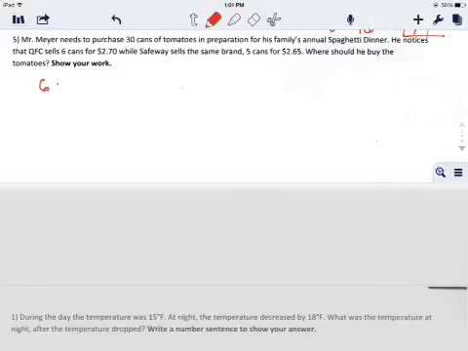I've got 6 cans for $2.70. That's the QFC place. And here's the Safeway. They had 5 cans for $2.65. And the best way to figure out which is the better bargain is to find the unit rate, to find out, well, how much does 1 can cost?